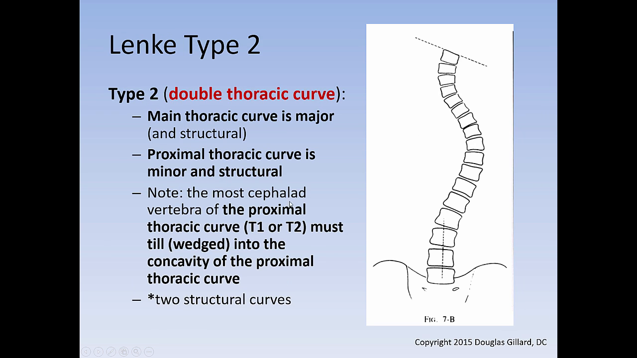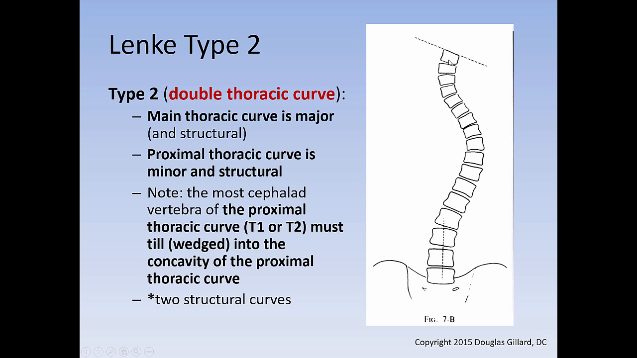Well, let's stay here for a sec. So let me define it. A Lenke 2 means the main thoracic curve is the king. It's structural. It doesn't reduce, and it's major. It's the biggest, has the biggest coronal Cobb angle, period.